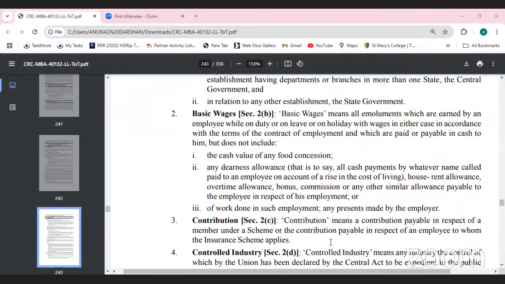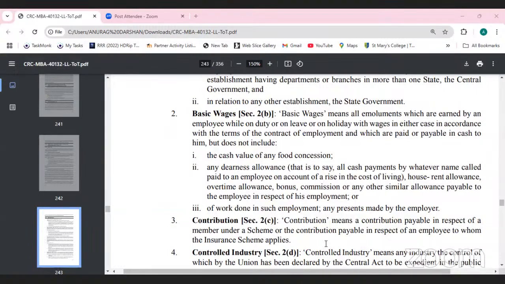This is to say that all the cash payments, by whatever name called, paid to an employee on account of a rise in the cost of living. So house rent allowance, overtime allowance, bonus, commission or any other similar allowance payable to the employee in respect of his employment and of work done in such employment, and any presents or gifts made by the employer, will not fall under it.